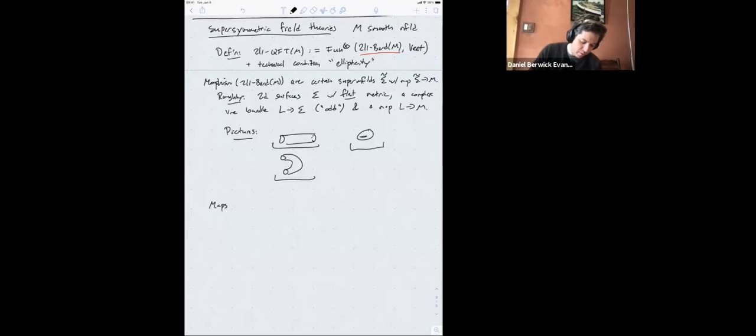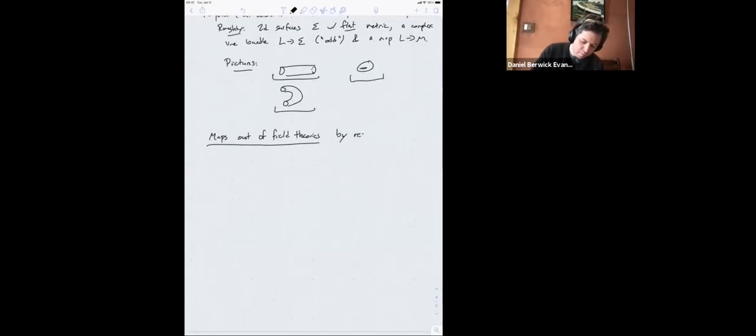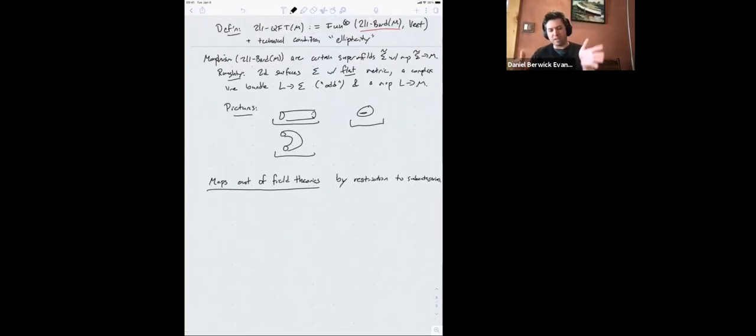So, maps out of field theories. And this is going to be by restriction to subcategories. In pictures, a field theory is going to assign to each of these bordisms some kind of linear algebraic data. It'll be like a linear map. If you have a bordism from a circle to a circle, it's a linear map from the Hilbert space associated with one circle to the Hilbert space associated with the other circle. And this restriction to subcategories is just going to restrict the pictures that you're allowed to draw for which you're going to ask for data, right?